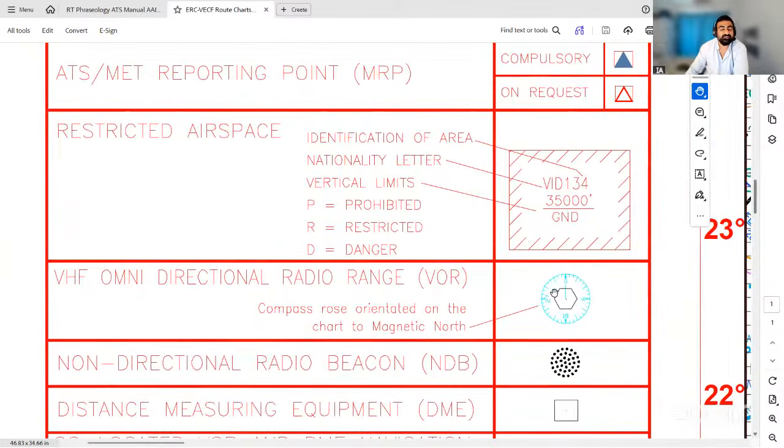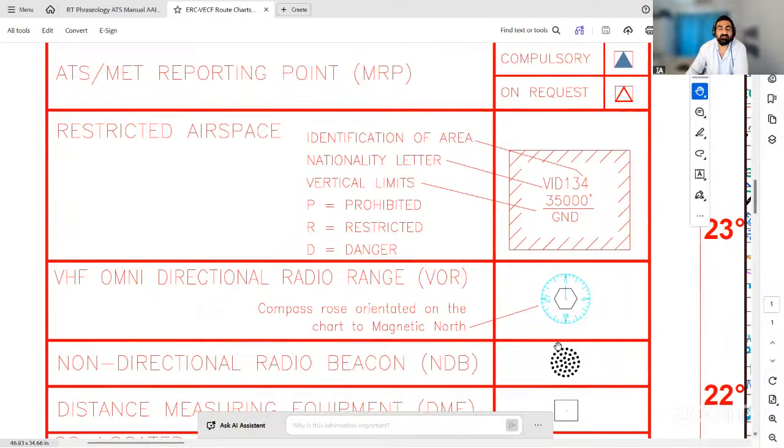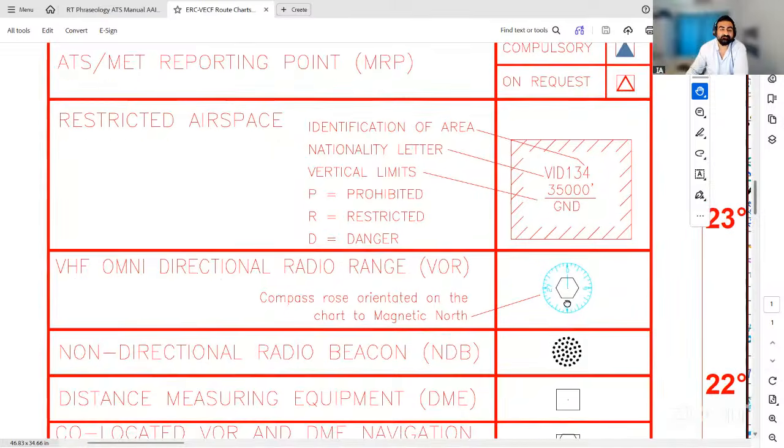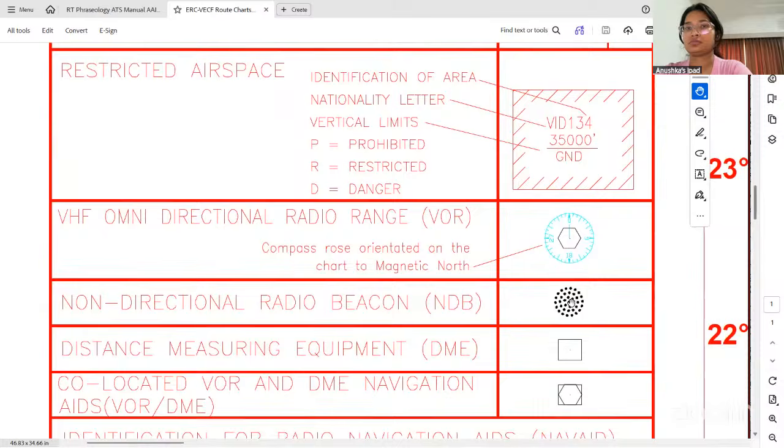See, a VOR station is a hexagon aligned with magnetic north. The compass rose is oriented on the chart to magnetic north. Okay. NDBs are dotted circles. NDBs will work on LF and MF frequency bands. Remember, in future airline exams and all, you will have these questions.